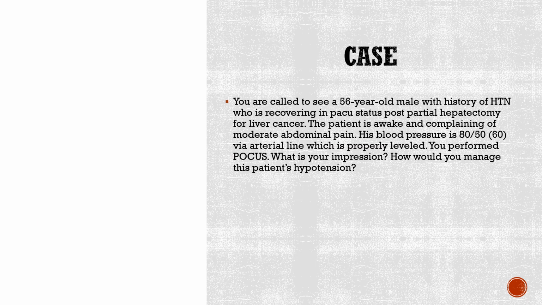So let's start with a case. You're called to see a 56-year-old male with a history of high blood pressure, who is recovering in the PACU after a partial hepatectomy for liver cancer. The patient is awake and complaining of moderate abdominal pain. His blood pressure is 80 over 50 with a mean arterial pressure of 60. He has an arterial line which is appropriately leveled. We performed a point-of-care ultrasound. And what's your impression and how would you manage this patient?